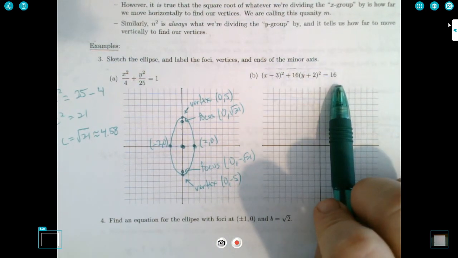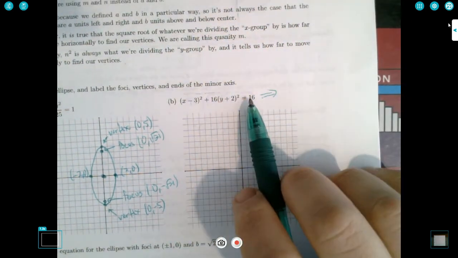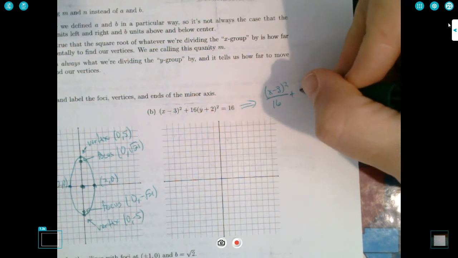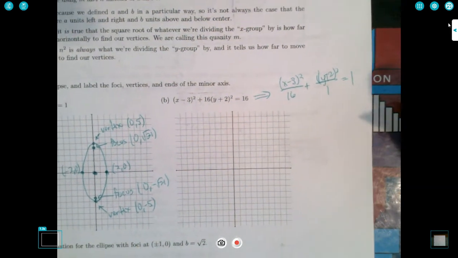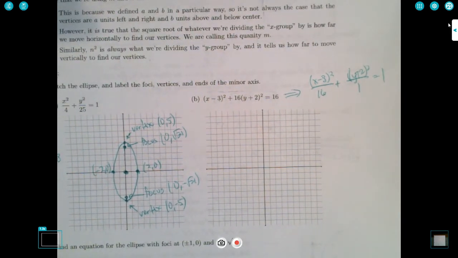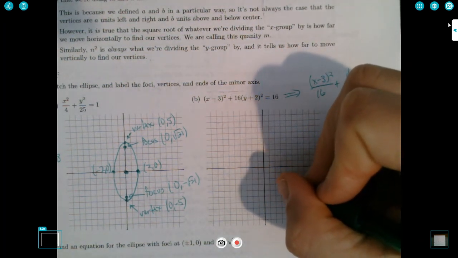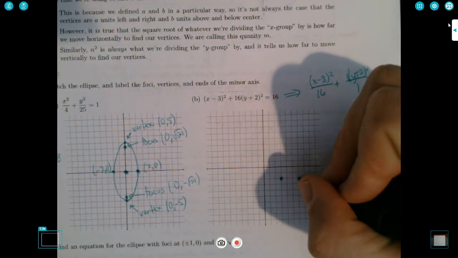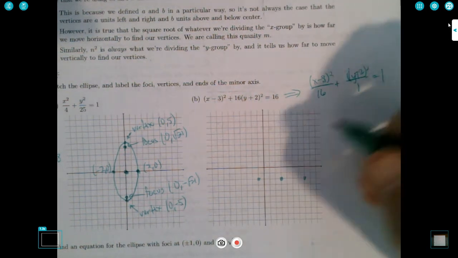This one, well, we've got to fix it up first. Let's divide by 16 so that we have a 1 on the right hand side. We would get x minus 3 squared over 16 plus y plus 2 squared over 1 equals 1. Okay, so center's at 3, negative 2. From the center, we're going to go 4 units left and right. 1, 2, 3, 4. 1, 2, 3, 4. And 1 unit up and down.